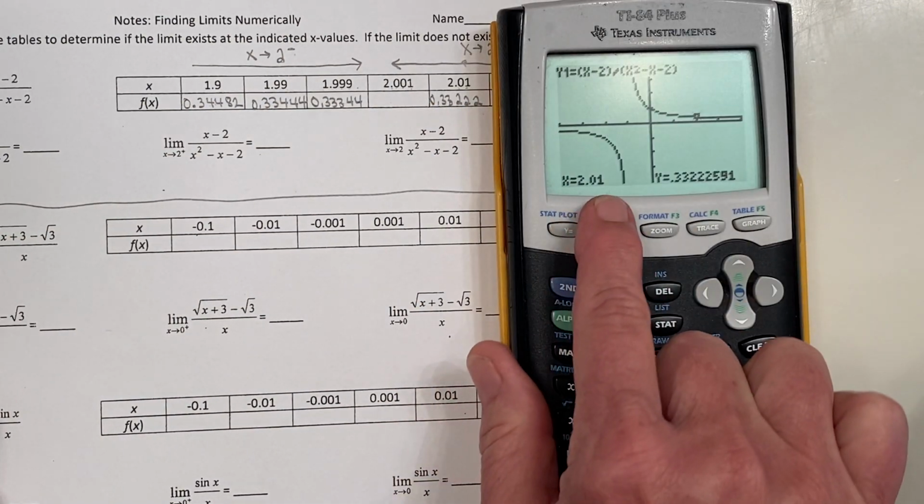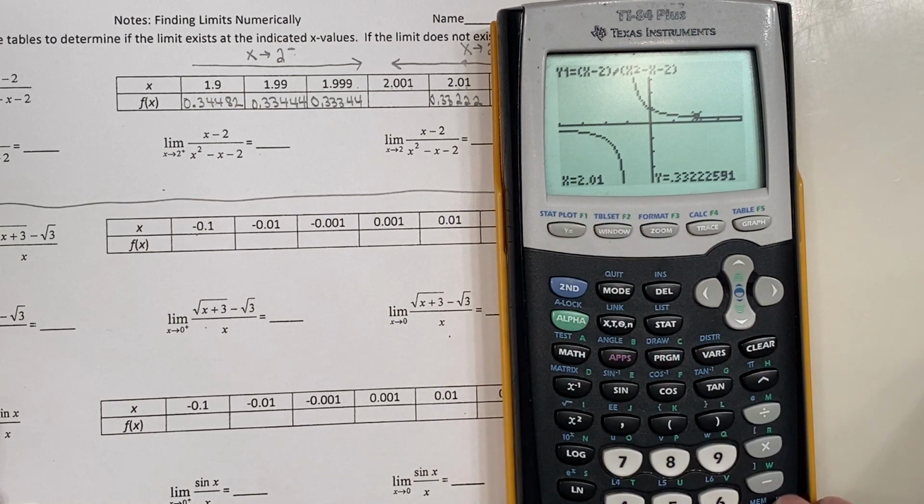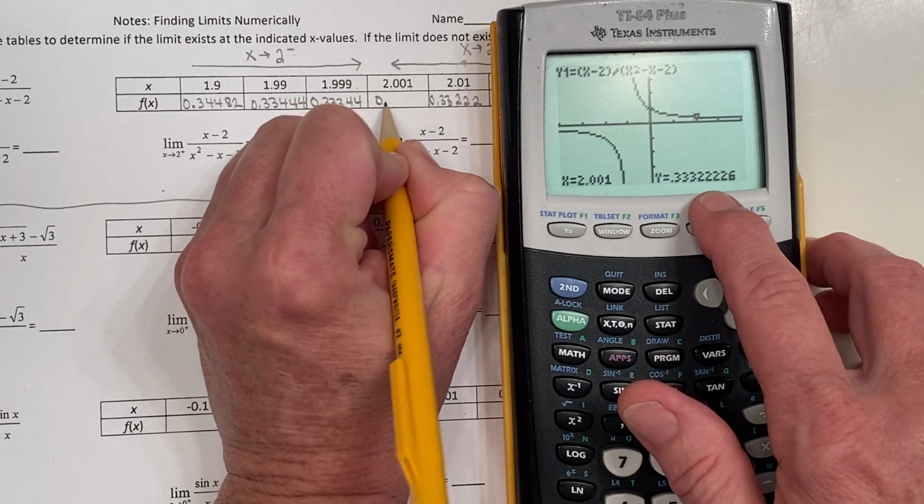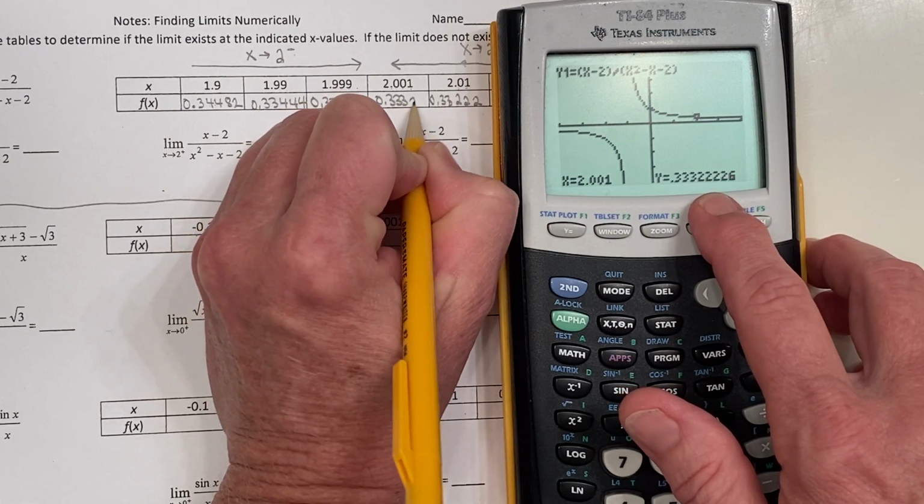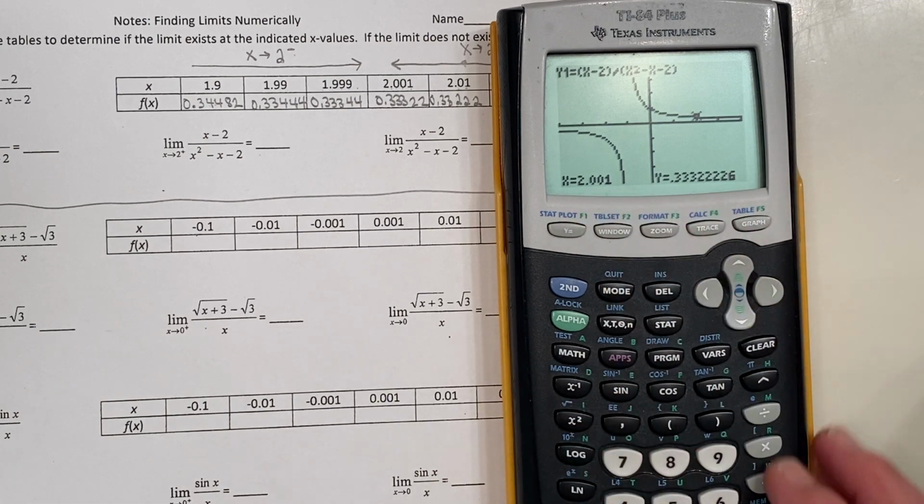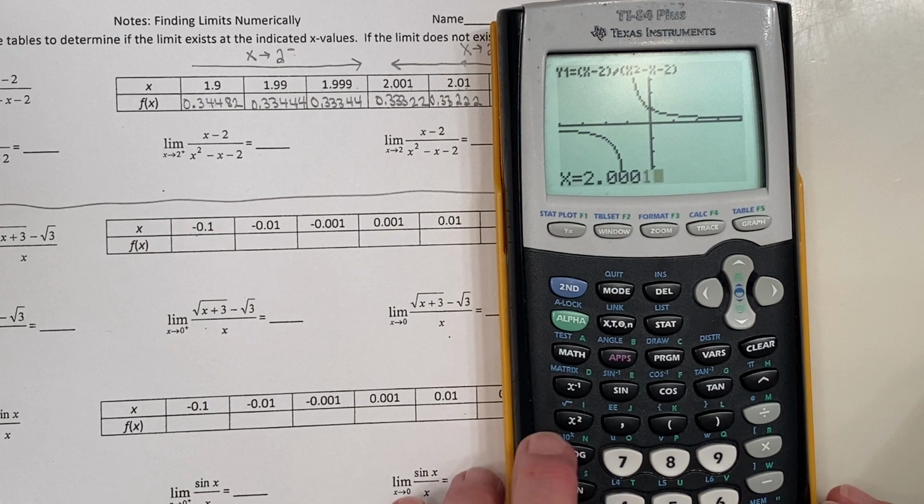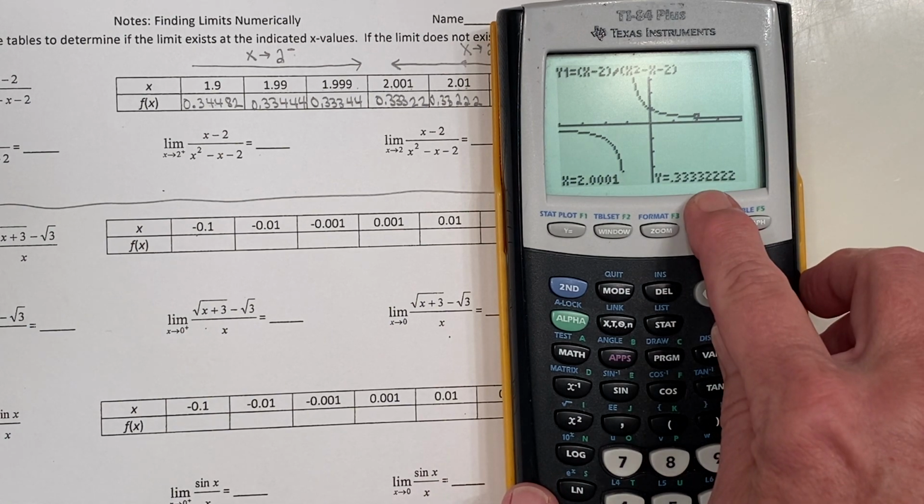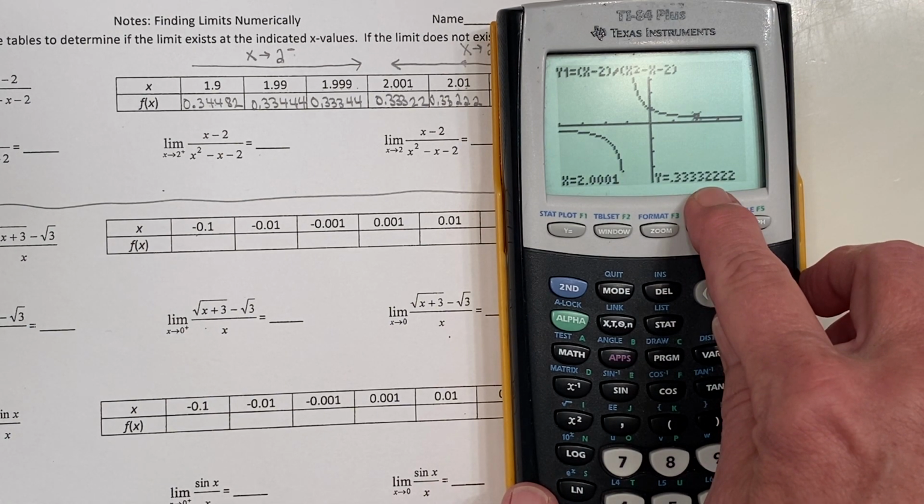Well, we can get closer to x equals 2 from the right of 2, 2.001. All right, so I've got 3 3s and then 2 2s. Well, nothing's stopping me from investigating. Let me just do another x value closer to 2. Yeah, it looks to me like it's going to a third.